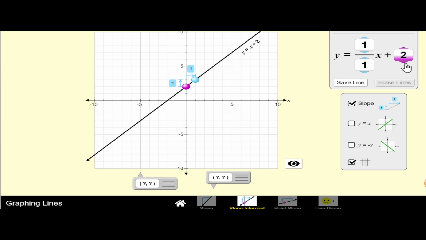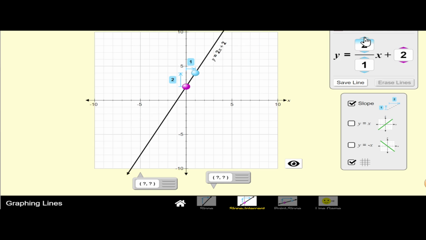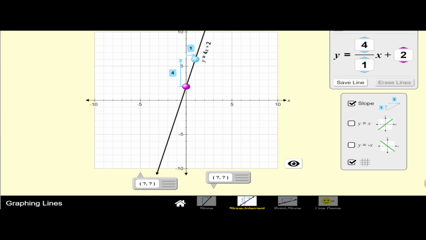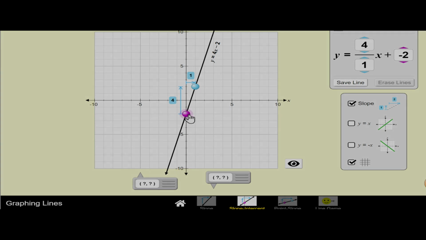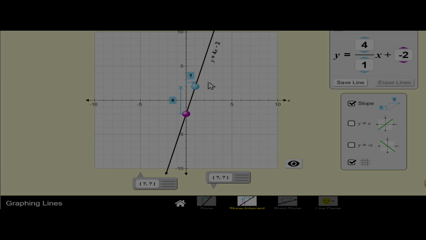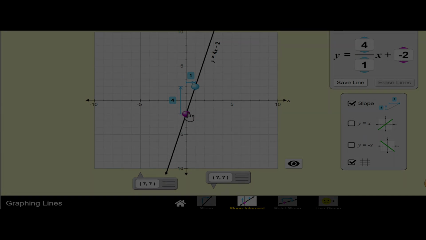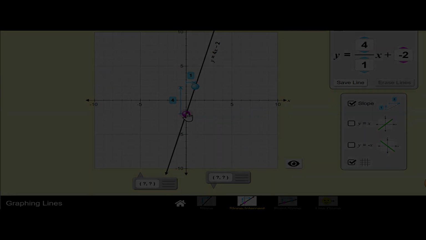So say I wanted to create a graph and I wanted it to have the gradient of 4 and to cross the y-axis at -2. Well, the gradient there is 4, and I want to move it down 2 places. Now we have a graph that has a gradient of 4. For every 1 that it goes across, it goes up 4, across 1, up 4, and it crosses the y-axis there at -2.